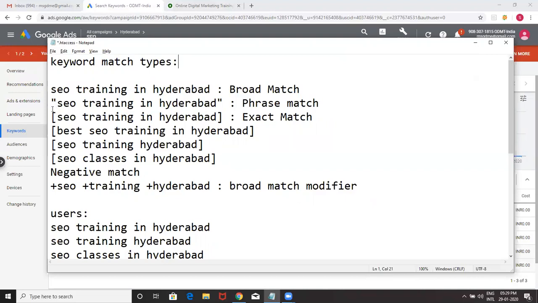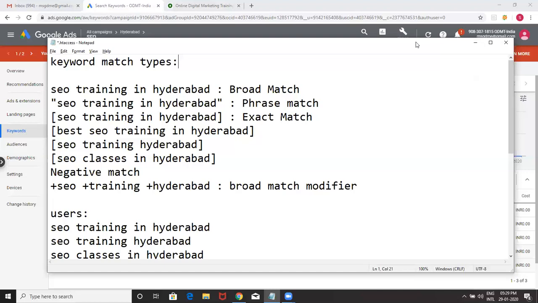You will not miss any keyword with phrase match. That is a good thing about phrase match. With exact match, every time you can't imagine what kind of keywords people will type.